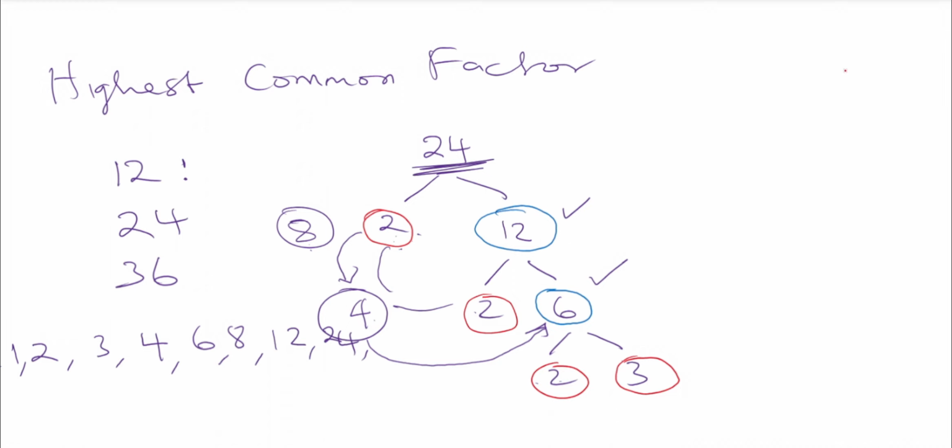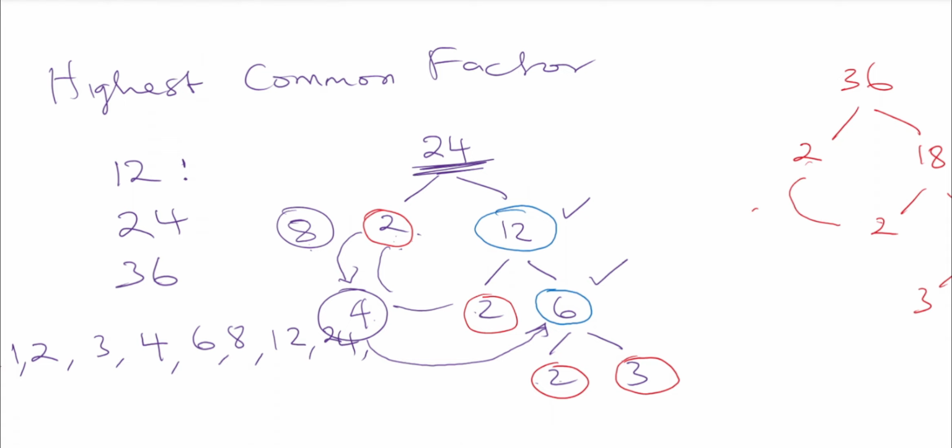36. Of course, it's an even number, so I will start with 2. 18. I'll go with 2 again. 9. I'll go with 3. 3. And then I'm done. Okay, so we can see some obvious factors in the structure, but these are not all. Why? Because we need to try out multiplying some of the prime factors to generate more.